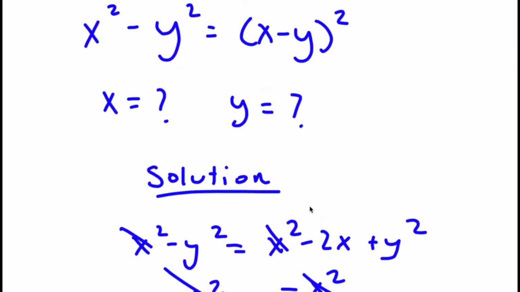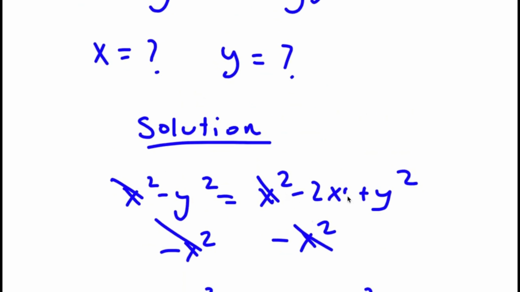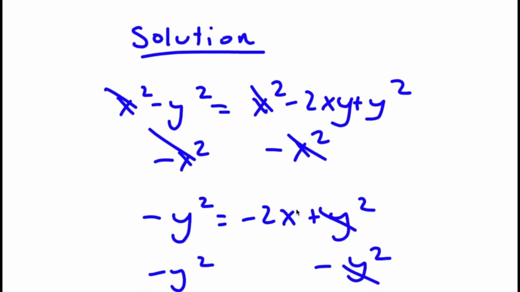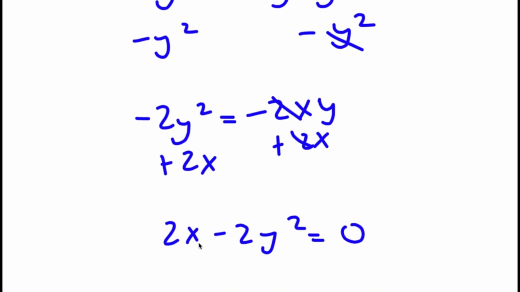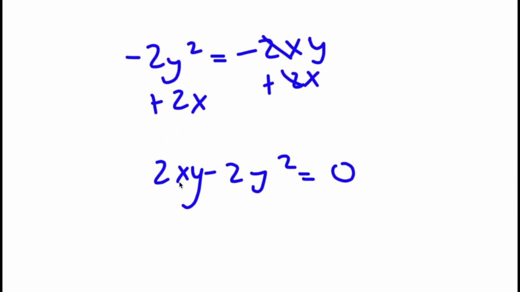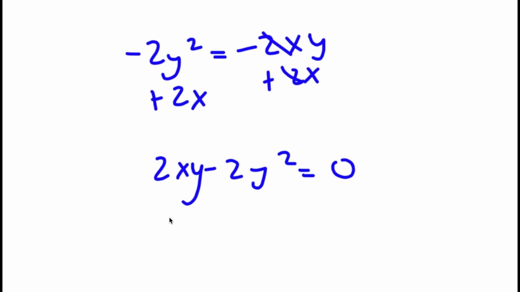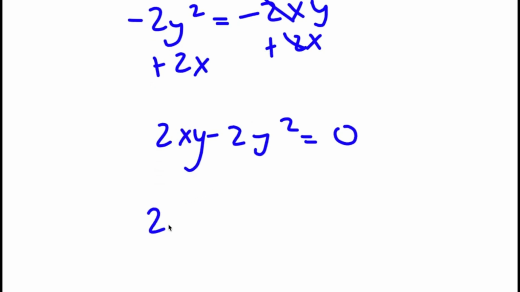Oh, sorry. At the start here, x squared minus 2x is actually 2xy. So I have 2xy minus 2y squared is equal to 0. From here, I can simply factor out 2y. So now I have 2y times (x minus y) is equal to 0.